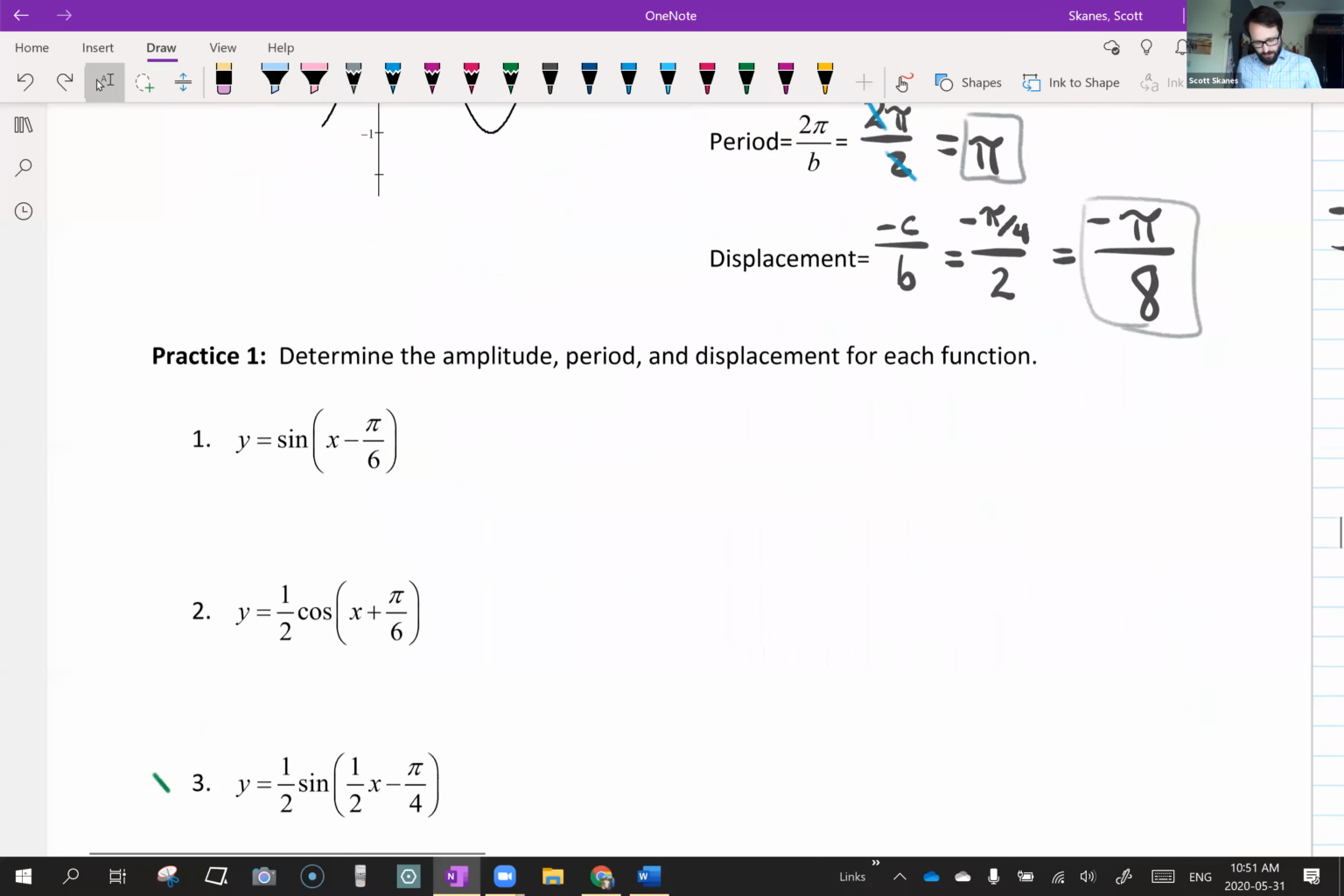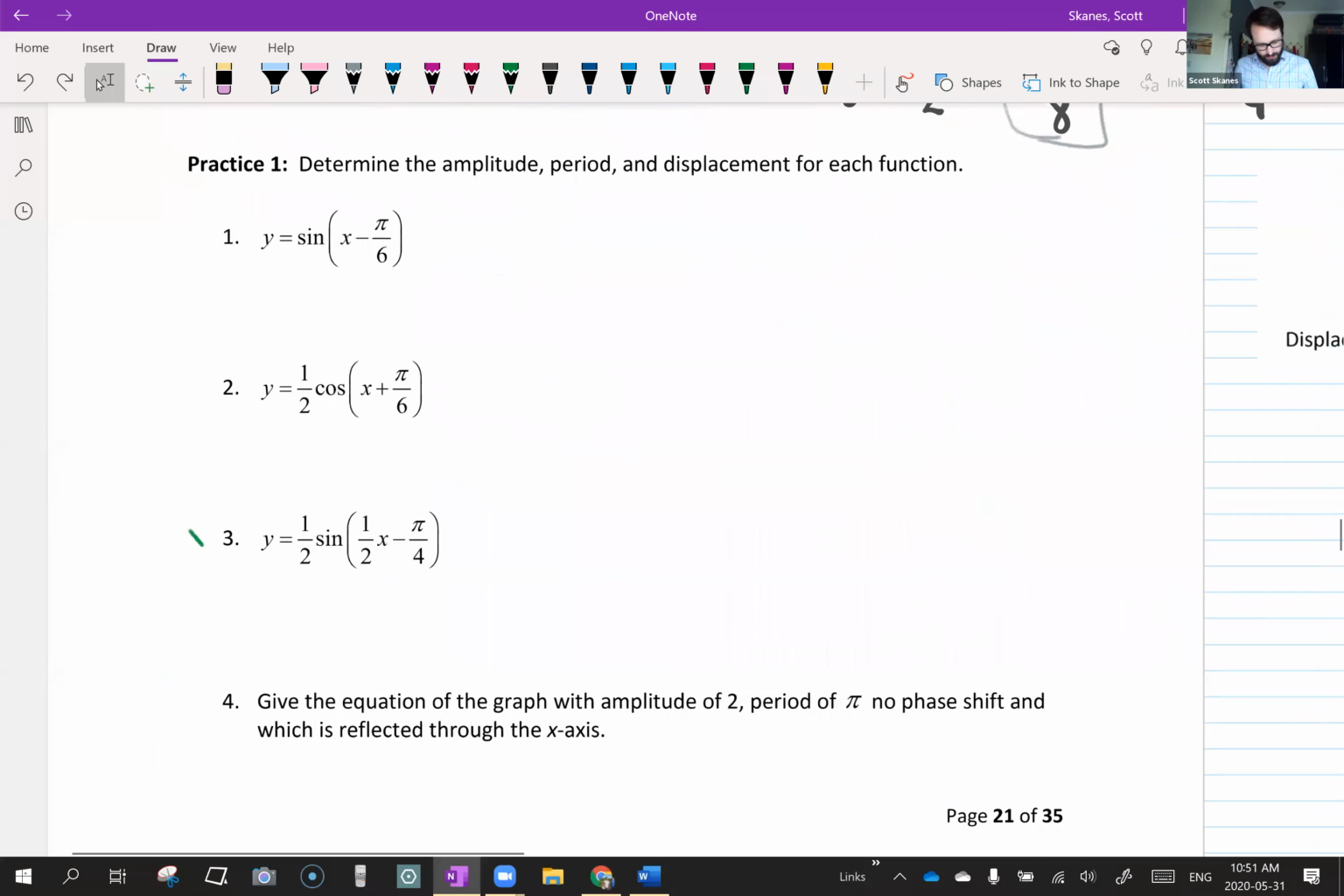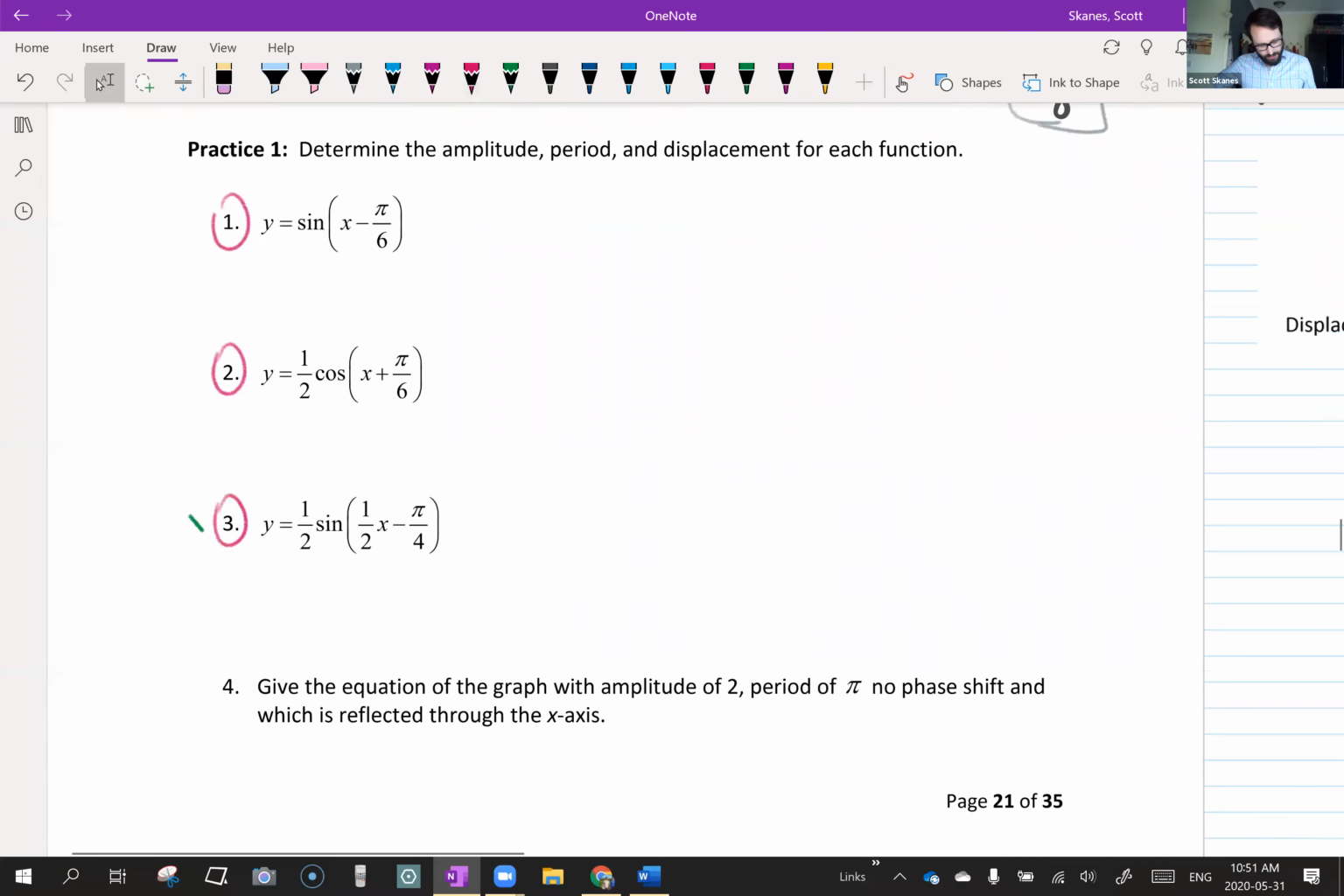This is what I want you to do. I would like you to try 1, 2, and 3. 3 was done by Tom, but I'll still do it again. And then as a challenge, a slight challenge, not too bad, I'd like you to try 4, okay? I'm gonna give you 5 minutes. I'll come back at 10:55.